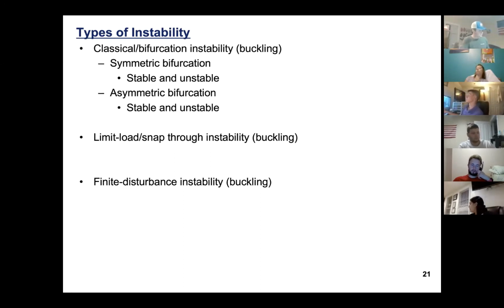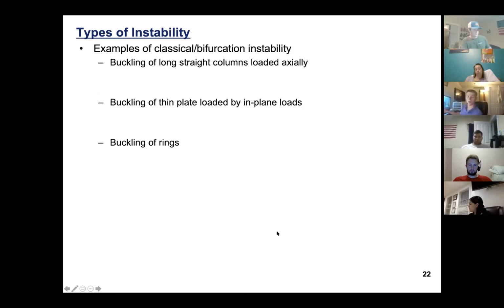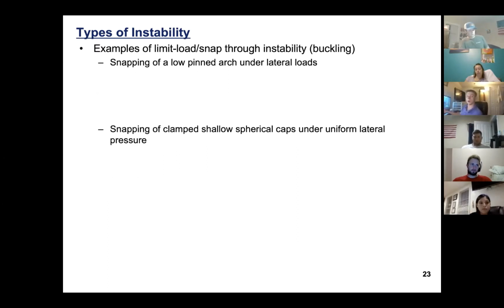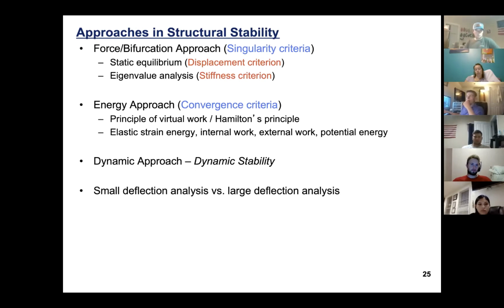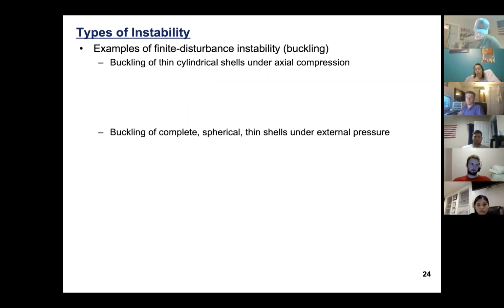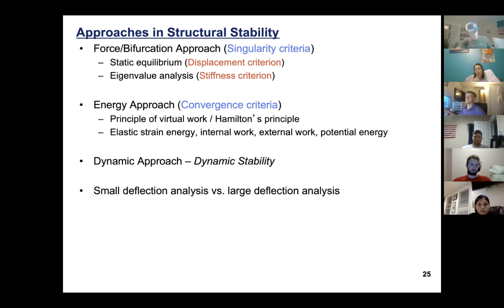I think that these parts we can talk about later on. A straight column, I'll talk about this. Snapping of an eloping arch, I'll talk about it. Okay, so let's talk about different approaches. Now, this slide shows you the overall.